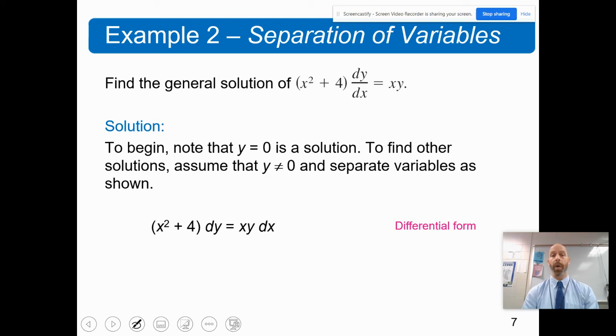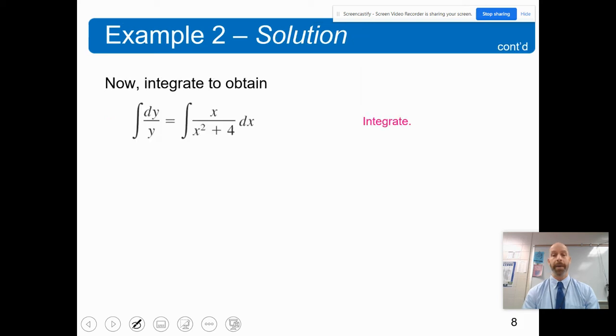So to begin, note that y equals 0 is a solution if you put 0 in for y. To find the other solutions, we'll assume that y does not equal 0, and we're going to separate the variables. So the first thing we're going to do here is basically cross multiply, and we're going to get dy over y equals x over x squared plus 4. This is going to be a nice review of some of the things that we've already been looking at.